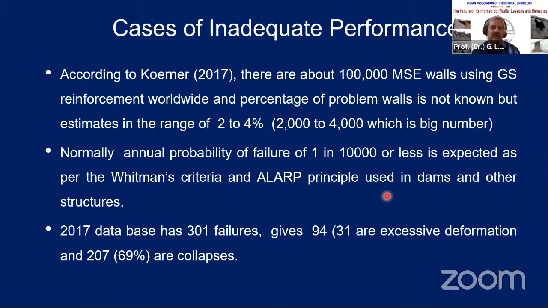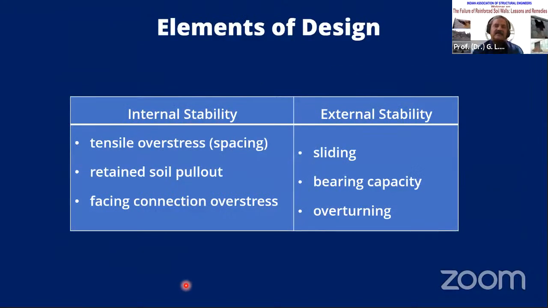And the issue is that there is some sort of failure criteria in engineering, particularly developed by the MIT group, that one in 10,000 is accepted for failures, but not one in 1,000, something like that. When he talks about the number of failures, he had a database of about 300 failures, and 94 are because of excessive deformation, and 69% of them are collapse. So this again points to an important fact, so we should look at stability issues.